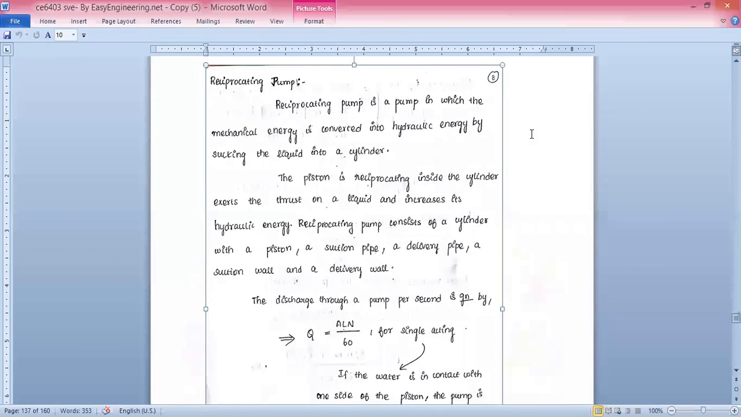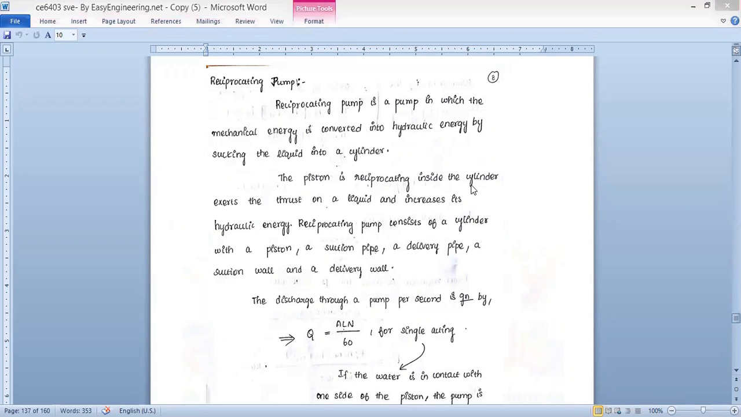So basically, a reciprocating pump is a pump in which mechanical energy is converted into hydraulic energy by the system of suction inside the cylinder due to the piston. Okay, so basically a piston reciprocating inside the cylinder exerts thrust on the liquid and increases its hydraulic energy.